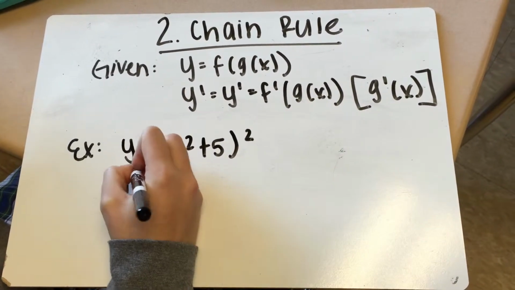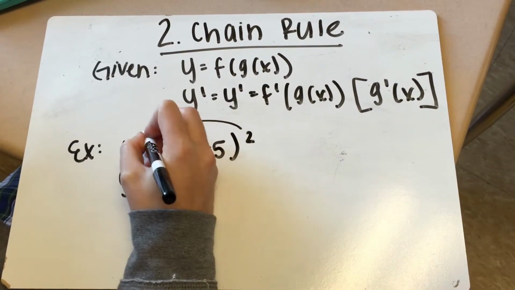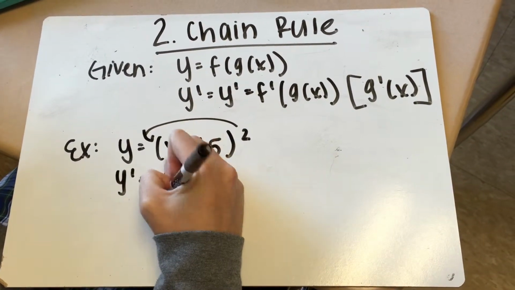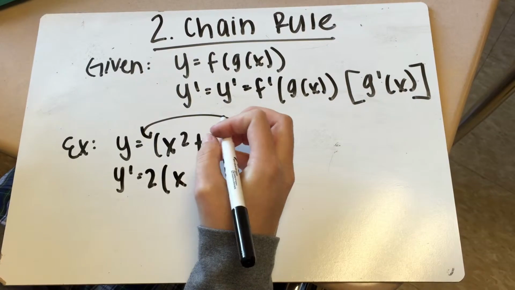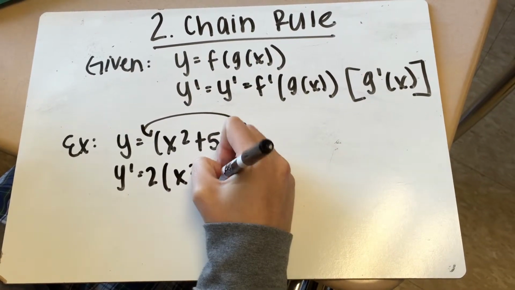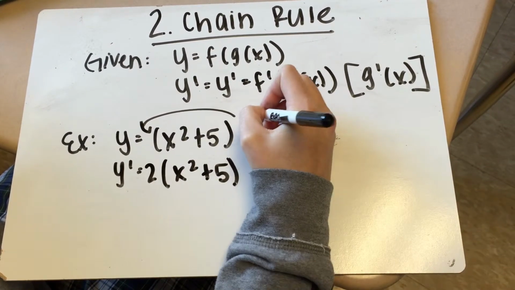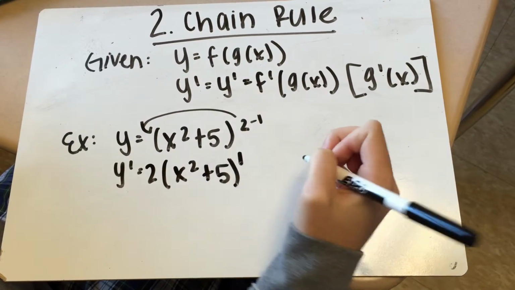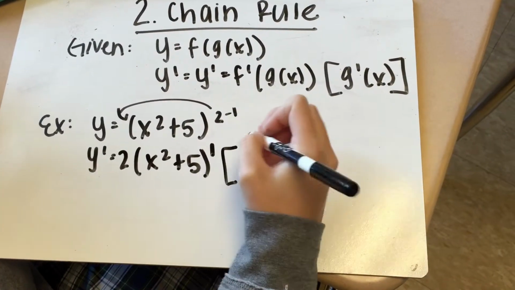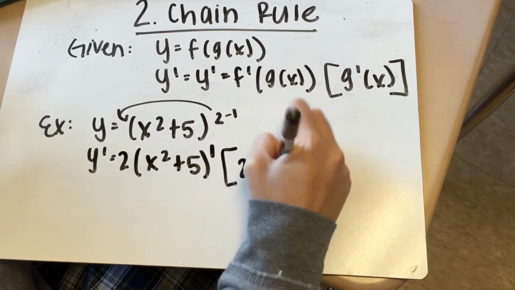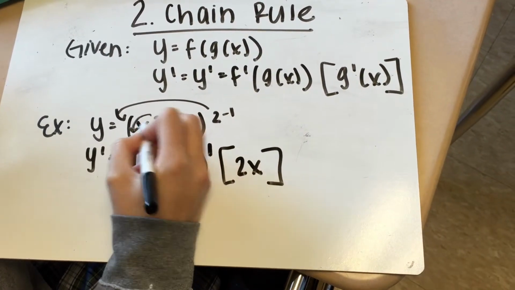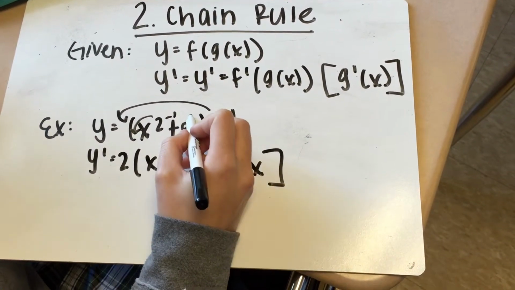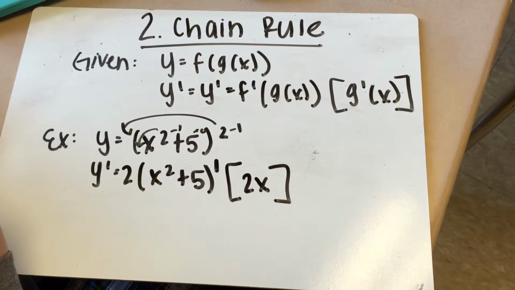Now we're going to bring the power out in front. 2 times, keep the quantity, x squared plus 5. Now take the derivative of the quantity, which is just 2x. We can remember that when we have a constant and we derive it, it goes to 0. And that is your derivative.